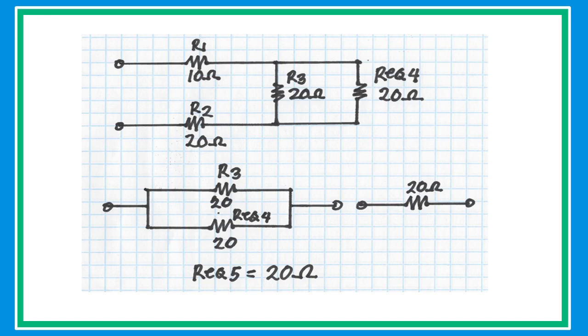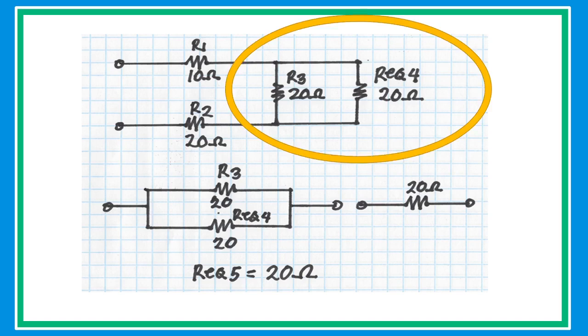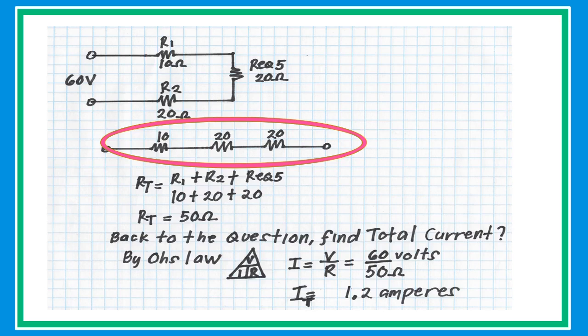In the new redrawn circuit, R3 and R4 are connected in parallel with the same value. Just simply get half of the value to have an equivalent resistance of 20 ohms. In the final circuit, the 3 resistors R1, R2, and R equivalent 5 are now simplified in a series circuit. Given that they are now in series, simply add the 3 resistors to get the value of 50 ohms.